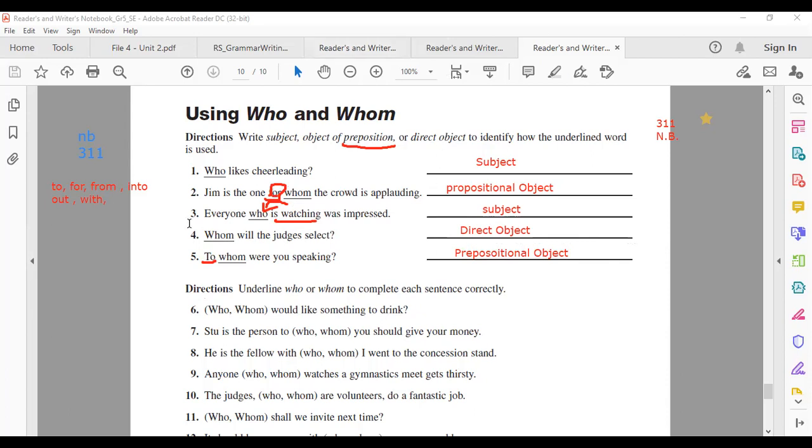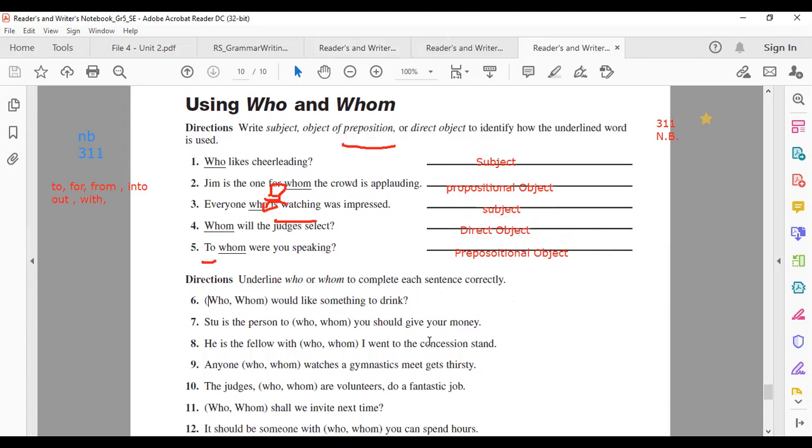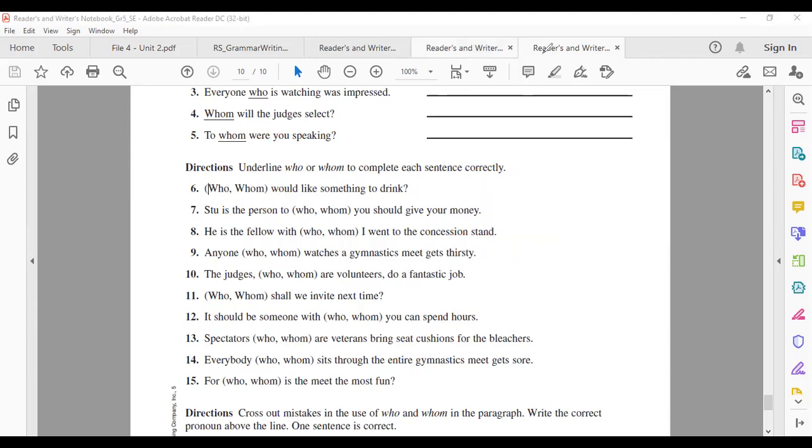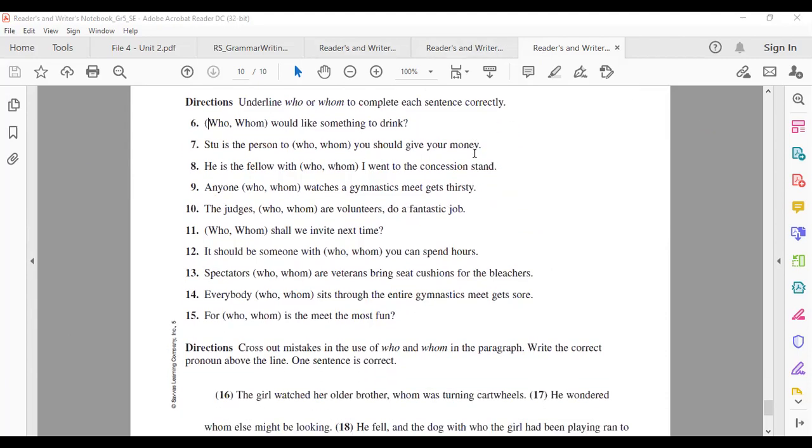I chose Jude. Hi, Jude. Underline who or whom to complete each sentence correctly. Read number 6 and tell me what you think we should choose. Would you like something to drink? Whom.